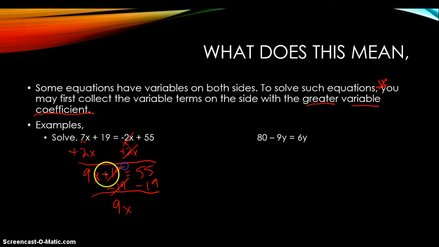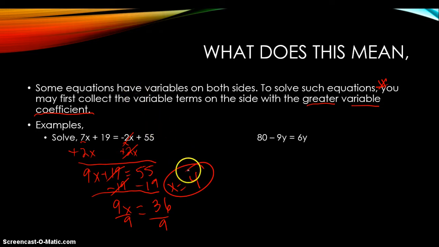9x equals 36. Divide by 9, x equals 4. Now, it's very important that you plug it back in. Okay, so when I plug this 4 in for the x here and the x here, I should get two numbers that equal each other.